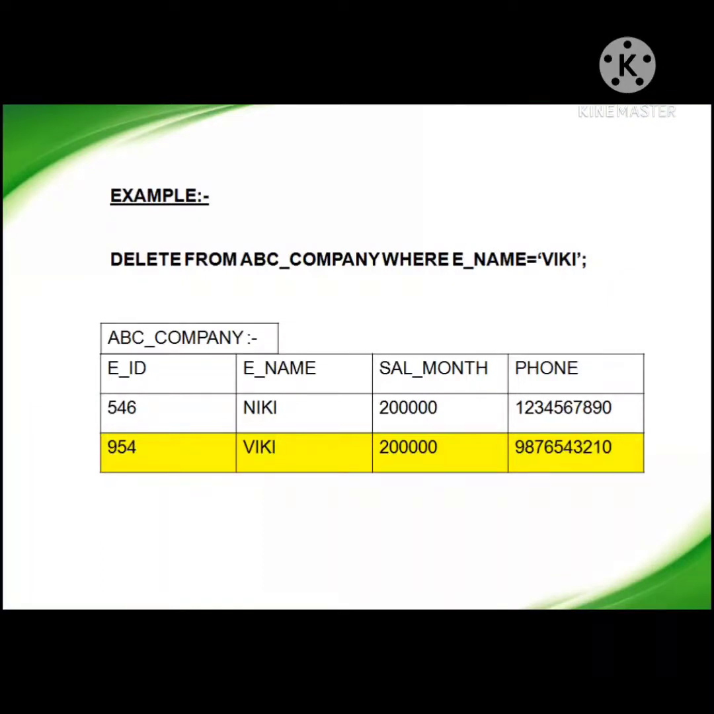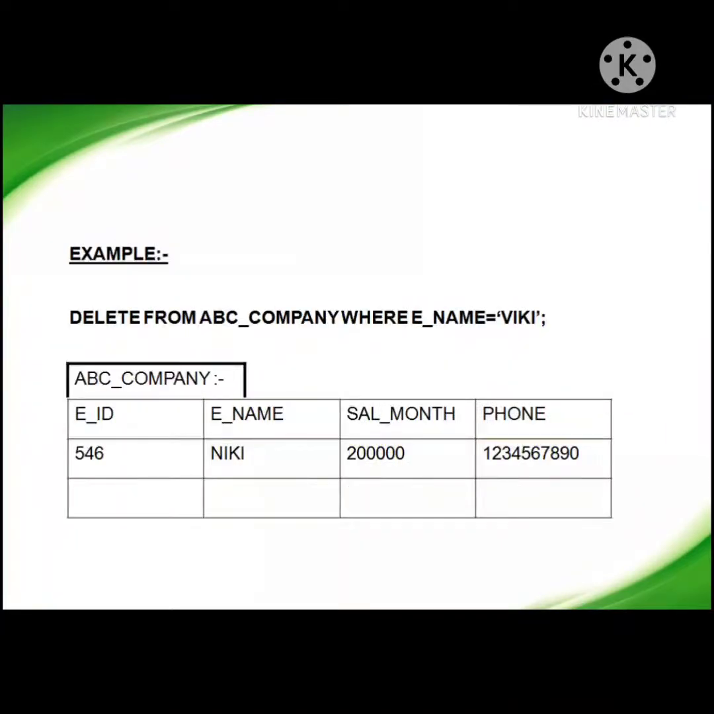Here you can see the table that is present after performing the delete command. The row is completely deleted from the table, and you can see there is only one row that is present in the table. So this is how the delete command works.